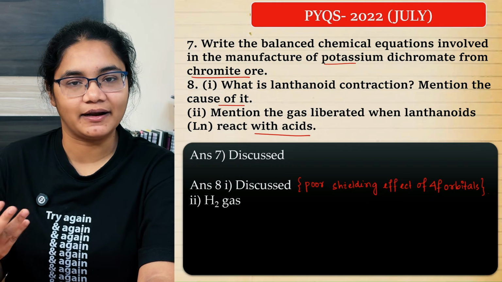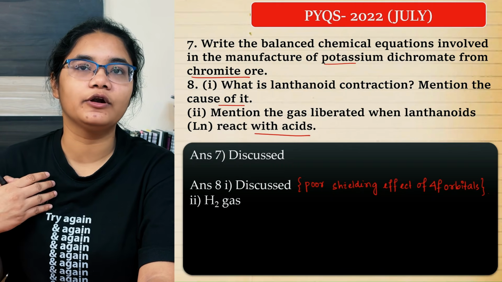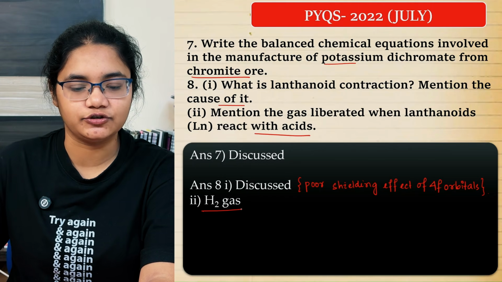See, lanthanoids are also metals. When they react with acid, you will get salt plus hydrogen gas. So that is why H2 gas is the product here. Okay, now we will move to the question bank.